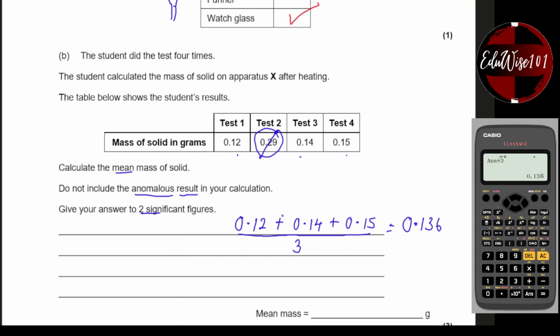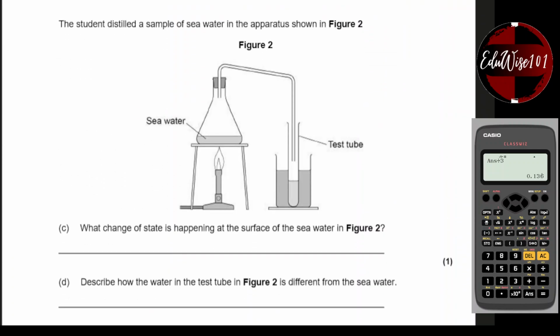0.136. Now they want the answer in 2 significant figures, so it will be the 2 numbers after the decimal, but because it's a 6, I'm going to round it off to 0.14 grams. So you get a mark for writing the answer in 2 significant figures, a mark for ignoring that number, and a mark for finding the mean. Hence your 3 marks.